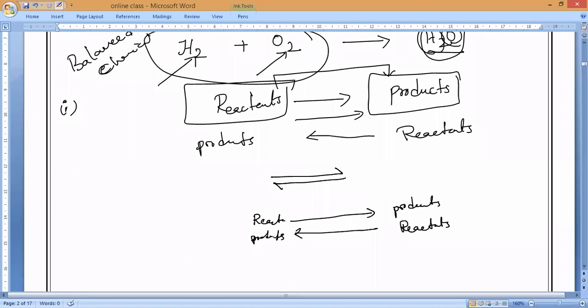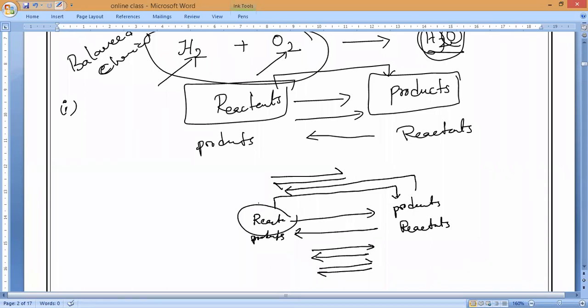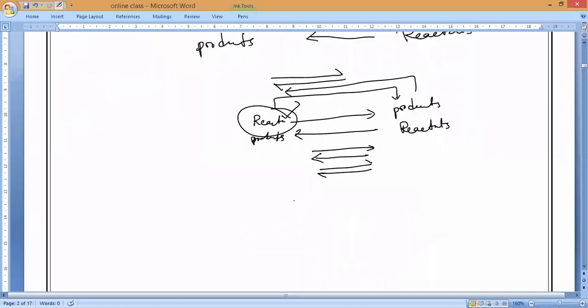I am combining both these arrows and keeping a single symbol here. So what do you mean by that? It means that one time we use reactants and obtain products, and then the same products, again the reverse reaction takes place. We obtain what? Again we get the reactants. Do you understand, everyone?